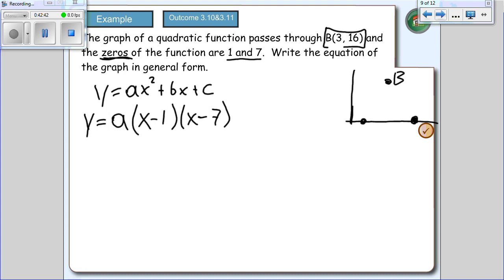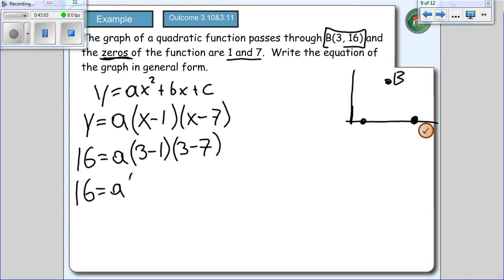You're subbing a value in for x and for y. That means 16 is equal to A times positive 2 times negative 4. That's just negative 8, right? 4 times 2, negative 8. Divide both sides by negative 8. So 16 divided by negative 8 is equal to A. That means negative 2 is equal to A.